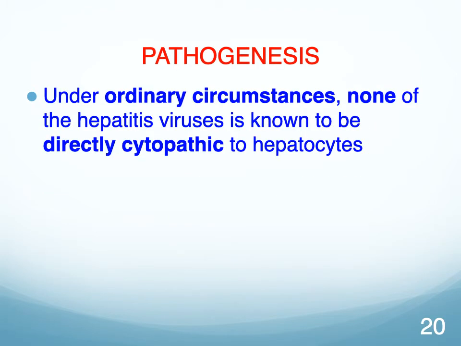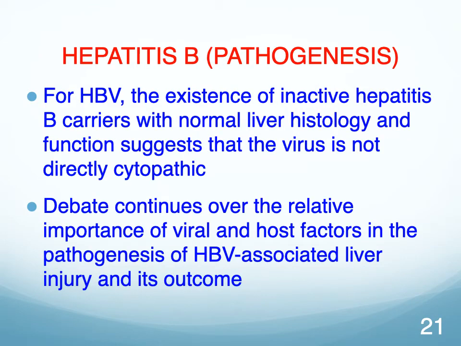Normally, none of the hepatitis viruses are directly cytopathic, meaning the hepatocytes will harbor the virus without causing any inflammation because they are not directly cytopathic. There is what we call the inactive carrier in hepatitis B, wherein because it is not directly cytopathic, the liver histology will remain normal.